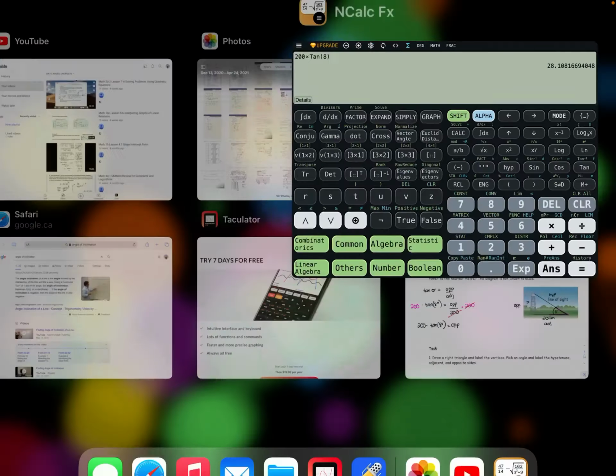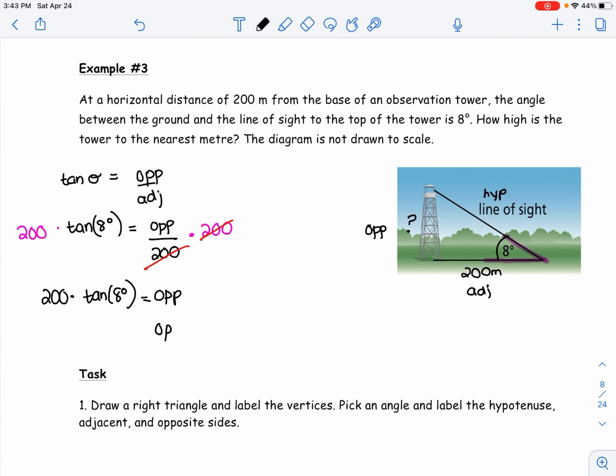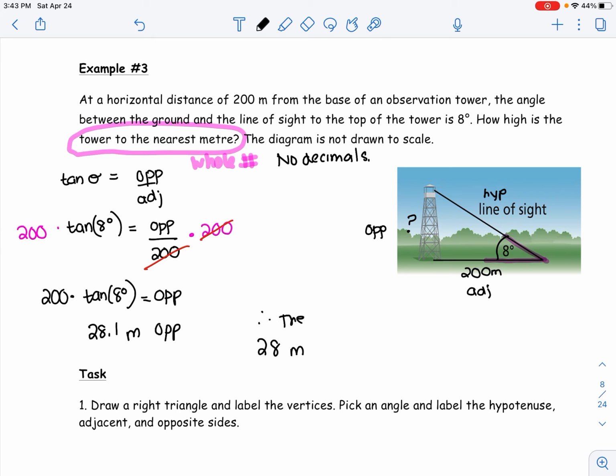Make sure that you're rounding correctly. So it says 28.1. Now, the question does say the rounding has to be how high is the tower to the nearest meter? When they say nearest meter, nearest centimeter, this means whole number, no decimal values. So when we have 28.1, that rounds to 28 meters. So the tower, therefore, the tower is 28 meters tall.